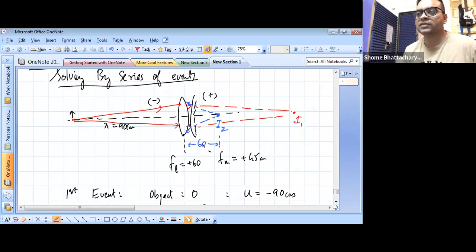But now one thing you have to be very careful about: for the lens, light is coming from this side. So for the second refraction by the lens, the focal point is here, because light is coming from the other side. Okay, so that's what you have to understand now.